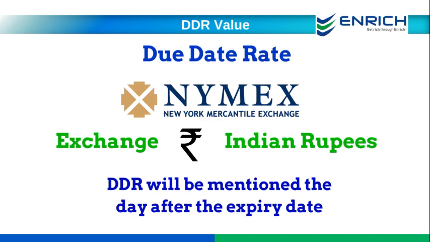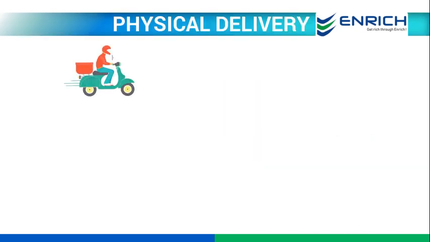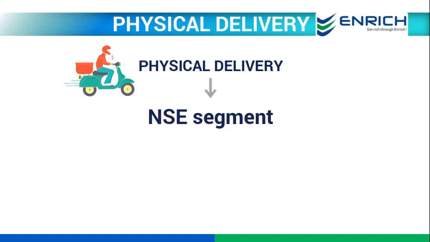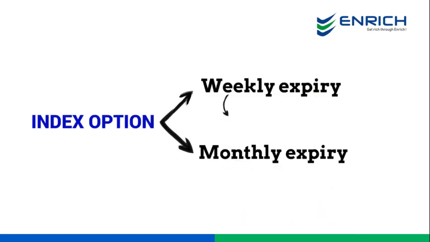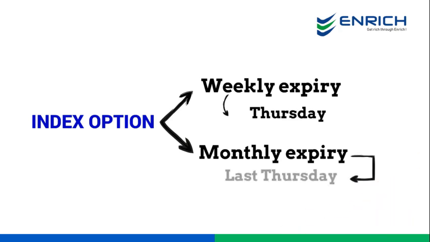So now we have a fair knowledge of the tender period, right? Let's look at the physical delivery. Physical delivery takes place in the NSE segment. The expiry date of a particular script is March 31st. So the compulsory settlement would take place during the end of the trading hours on 31st March. But this happens only in stock option. Index option has only weekly and monthly expiry. The weekly expiry takes place on Thursdays and the monthly expiry is on the last Thursday of every month. However, if the Thursday happens to be a national holiday, the expiry is set on the previous working day.